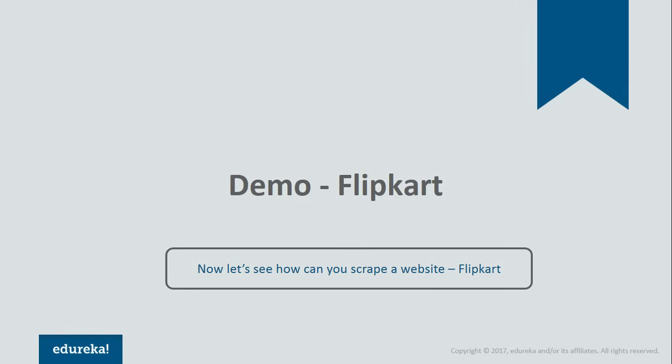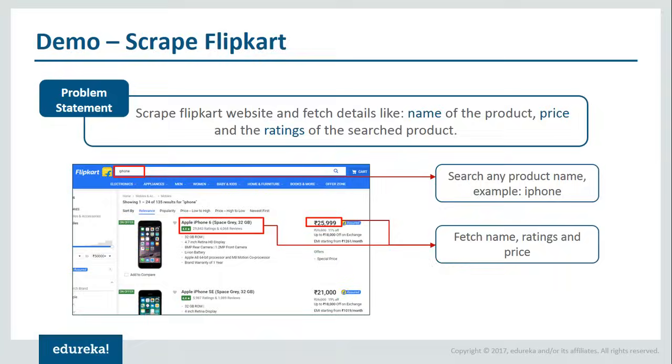Well, that's all for the theory part. So now let me move on to a demo part where I'll be scraping a website from scratch. Here we'll be scraping Flipkart. Let's see what all we can scrape from it. We all know Flipkart is an e-commerce company. So what I'll do first, I'll simply search for a product on Flipkart. Let's say an iPhone. As you can see, the list of all the iPhones will be displayed.